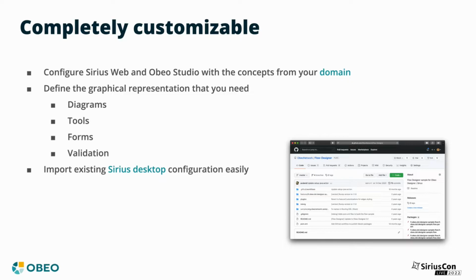Both Sirius Web and Obeo Studio are configurable with the concepts of your domain. You can define graphical representations such as diagrams, forms, or even validation views. It's quite easy to get started by importing your existing Sirius Desktop configuration, your existing ODesign files with their Java services, for example. In lots of our examples, we are using the Flow Designer project, which works both on Sirius Desktop and Sirius Web.